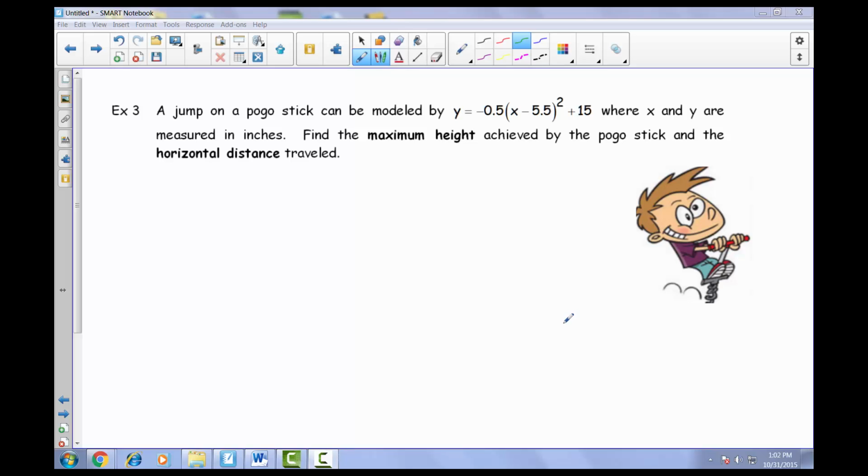Here we are looking at example 3 from our 4.27 notes. We're told that a jump on a pogo stick is modeled by this particular function, where x and y are actually representing distances in terms of inches.